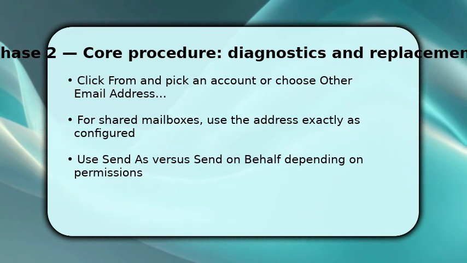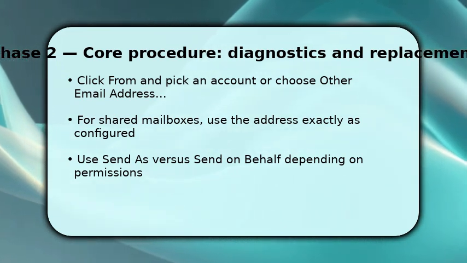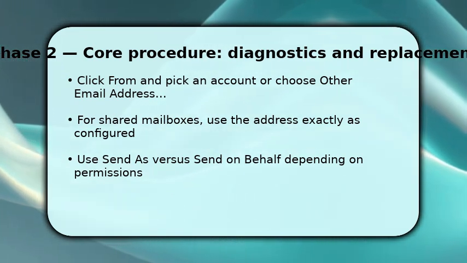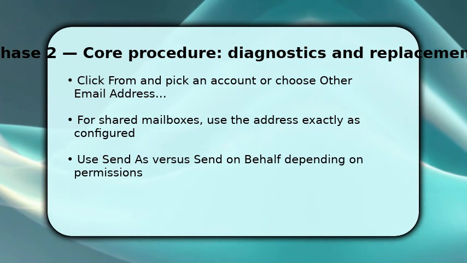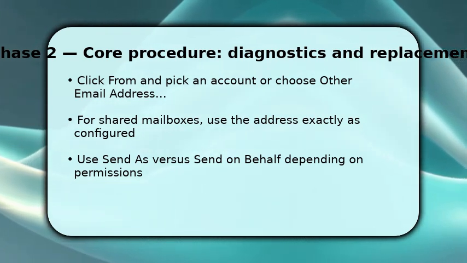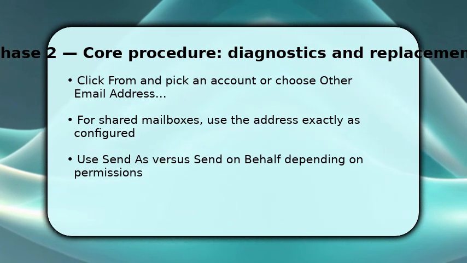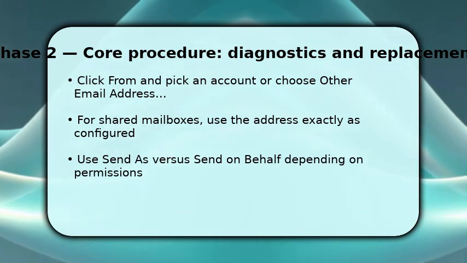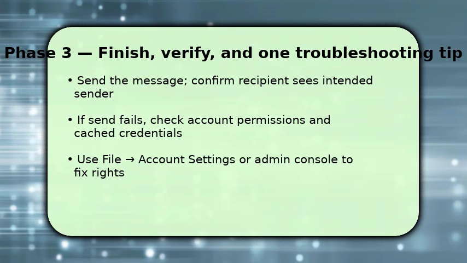Send as replaces your name, while Send on behalf keeps both names. The distinction affects how recipients see the sender and whether you must request admin rights. Finish by sending the message and then verify with a quick test to confirm recipients see the intended sender.